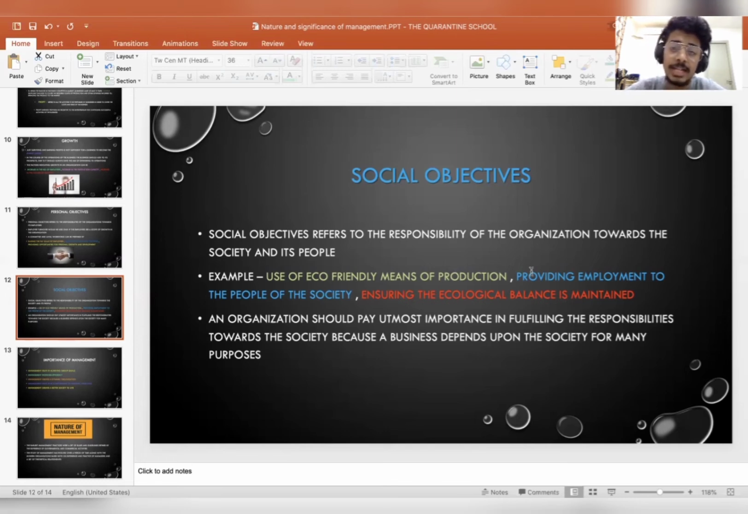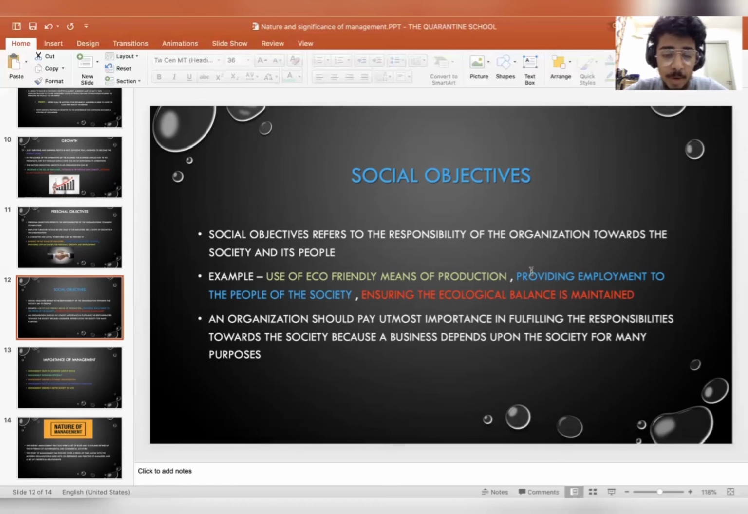Now, a society helps in providing several resources to the organization, be it monetary or non-monetary. It supplies adequate labor, and it supplies natural resources, which are converted by these organizations for their business processes. So, what at least a business organization can do is use eco-friendly means of production, so that the environment where the people live is not harmed by the processes of the business.